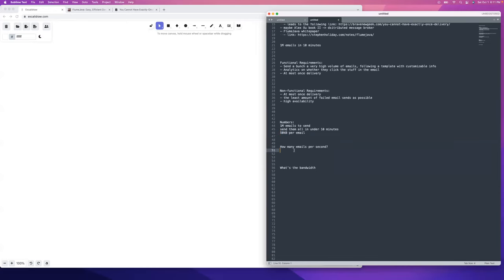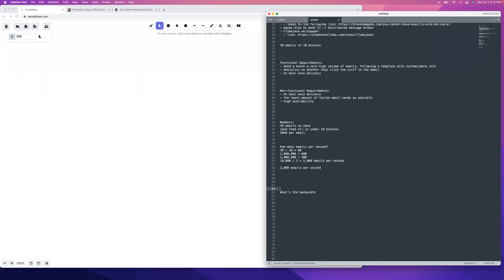Okay, so how many emails per second? We have 1 million, and we're going to divide it by 10 times 60 seconds in a minute. So that is 1 million divided by 600, about 1,667. Let's round it down to 500 as the divisor. We're going to do 1 million divided by 500. That is equivalent to removing two zeros from both, so 10,000 divided by 5, which is 2,000. So we have about 2,000 emails per second.